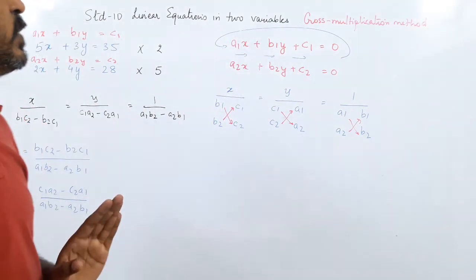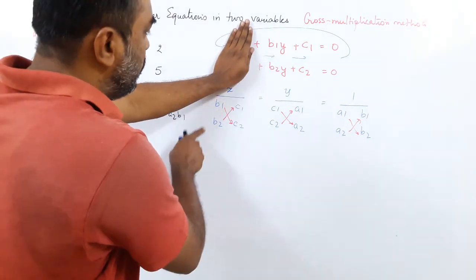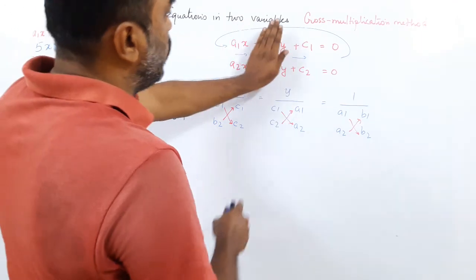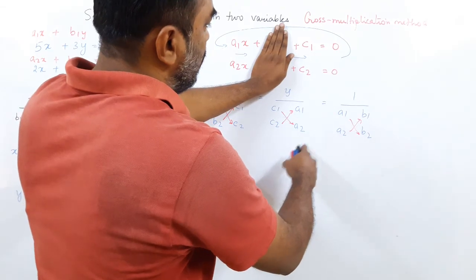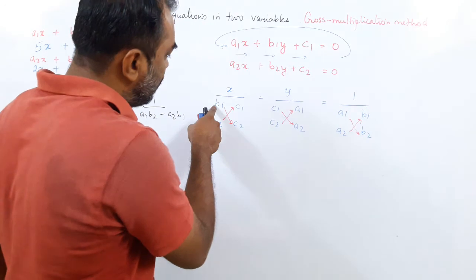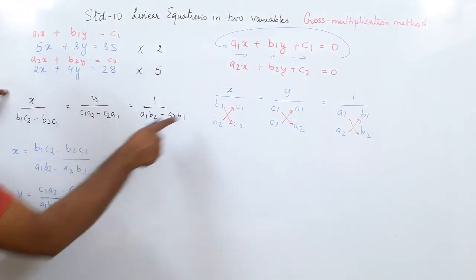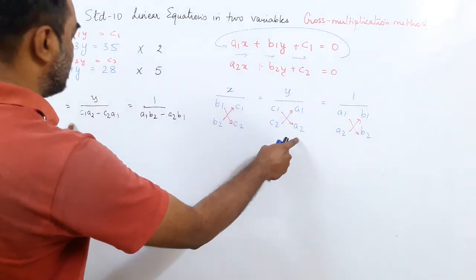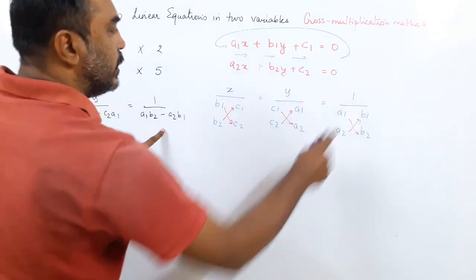Then what is the cross multiplication method? You will write x upon, and remove the x. You will write b1 b2 in the order, and c1 c2. Then that equals y upon, in order, c1 c2 a1 a2, equals 1 upon a1 a2 b1 b2. Then you will multiply this first minus multiplication of this. So you get x upon b1 c2 minus b2 c1 equal to y upon c1 a2 minus c2 a1 equal to 1 upon a1 b2 minus a2 b1.